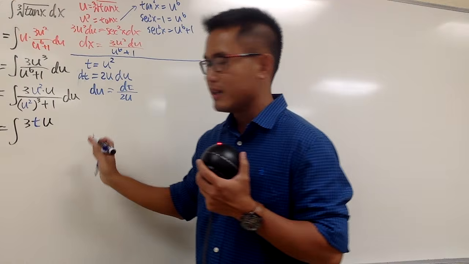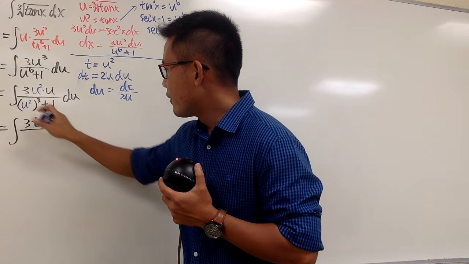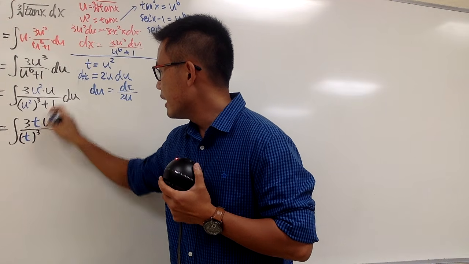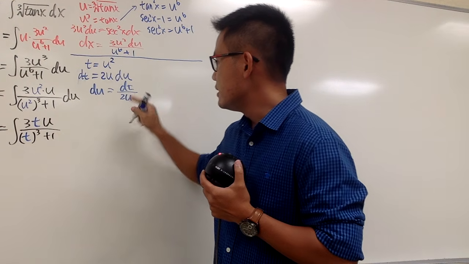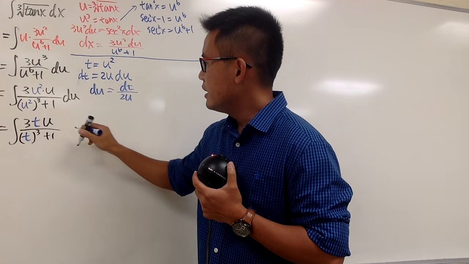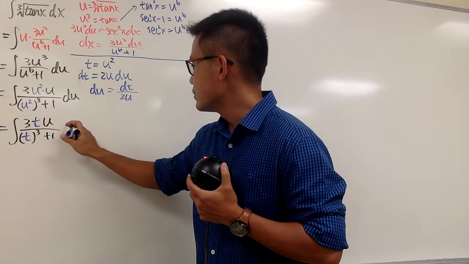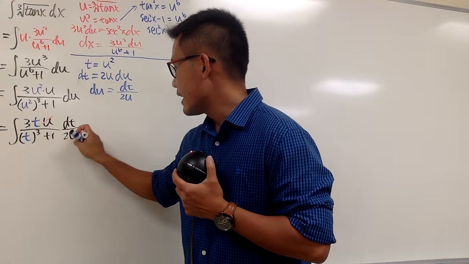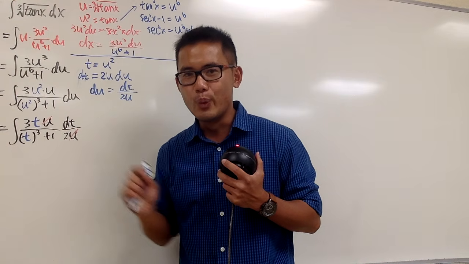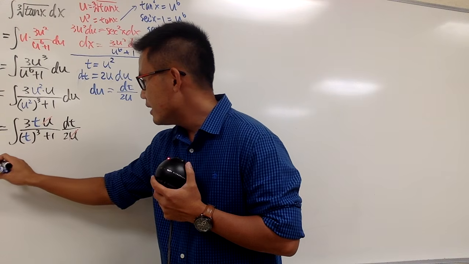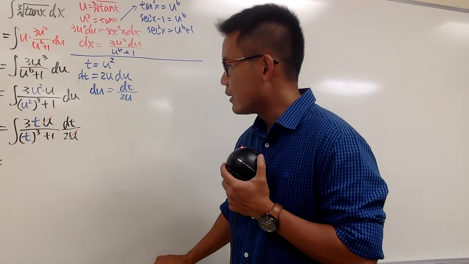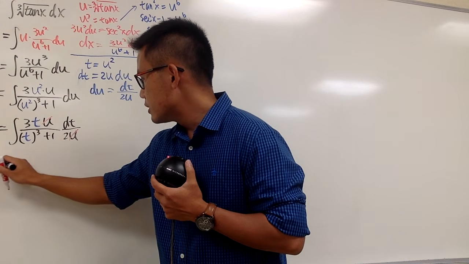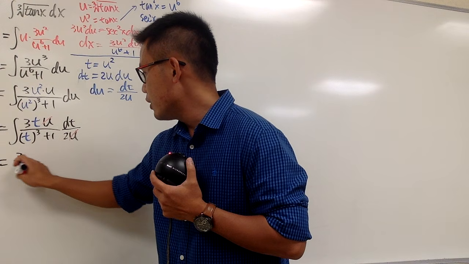I'm just going to show you guys all the cancellations, so let me write this down for you guys. Over u squared, which is t, so we have t, and then raised to the third power, and then plus 1. And then du, which is dt over 2u, so let me put this down in black. I will say du is this, which is dt over 2u. And then you see that this and that cancel out. Everything is in the t world now, right? And to continue, I would now factor out the constant multiple, which is 3 over 2, okay? So let me put that all the way to the front. We have this 3 over 2 in the front.